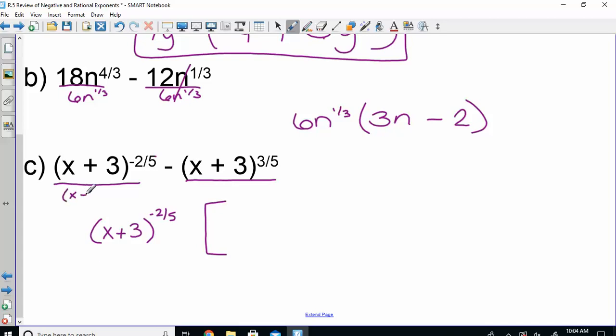Okay. When I take that out, it's like dividing. So if it's the same thing I'm talking about and they cancel, what does it become? Just a 1. Okay, here. When I factor that out, I'm subtracting. So 3/5 minus negative 2/5. 1.